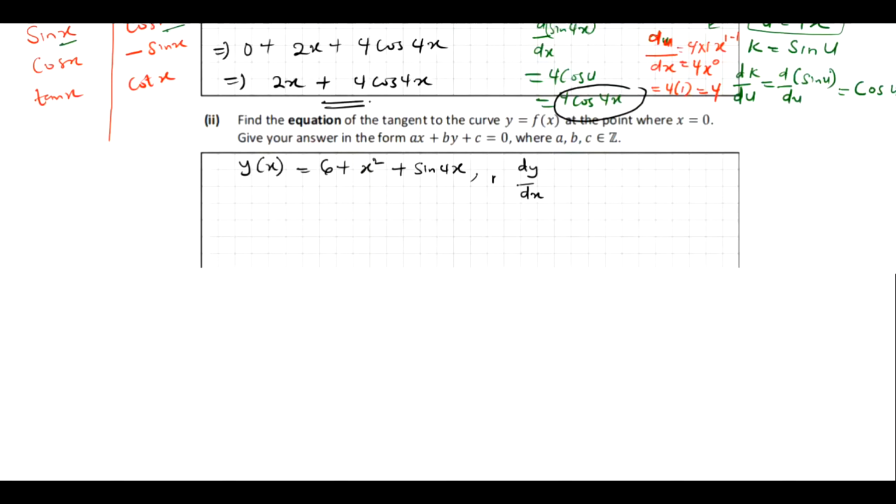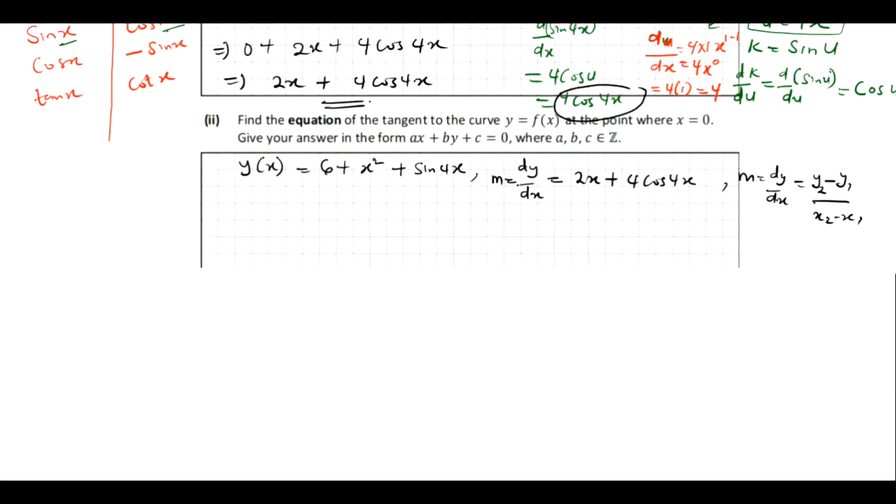Let me write m is equal to dy dx. It's the same thing as what we get as 2x plus 4 cos 4x. And don't forget that the slope itself is m equal to dy over dx, equal to y2 minus y1 over x2 minus x1. So that's just the formula method. Y2 minus y1 is the change in y with change in x. That's what it just means.